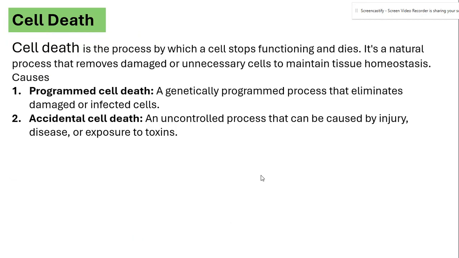All right, cell death is the process by which a cell stops functioning and dies. Yeah? That's a natural process that removes damaged or unnecessary cells to maintain tissue homeostasis, right? Homeostasis is the basic necessity of the human body, okay? You can't have a very low pH, etc. Programmed cell death: a genetically programmed process that eliminates damaged or infected cells. It's programmed. Once you're no longer useful to us, there you go, we're done. Accidental cell death: an uncontrolled process caused by injury, disease, or exposure to toxins. Yeah, it happens, right? Your tissue can die.